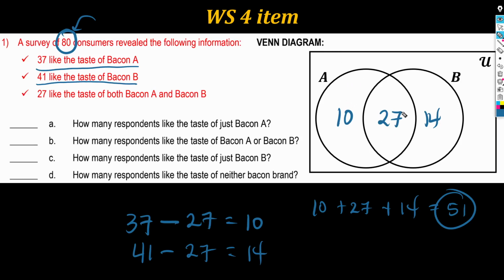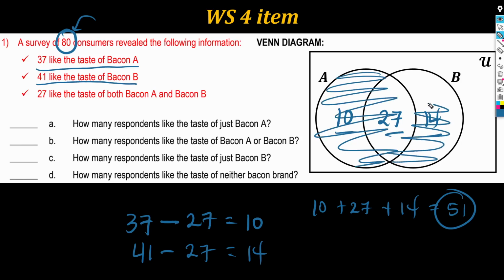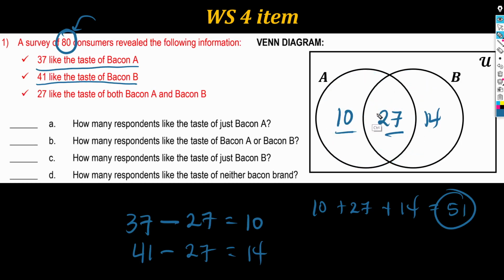But look at the diagram again. What region has a cardinality of 51? Ito lahat, in-add mo 10, 27, 14. Di ba pag in-add mo yan, you're talking about all of these regions, yung tinawag natin kaninang regions 1, 2, and 3. Lahat yan. In other words, yung shade natin, isn't that the union of A and B? Tama, di ba? It's important also to note that the elements in the union are the people who like either bacon A or bacon B.